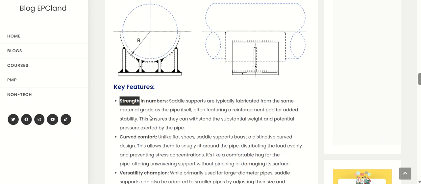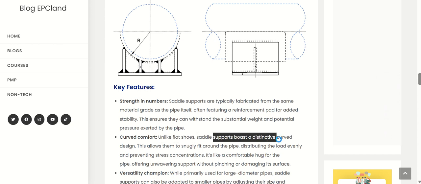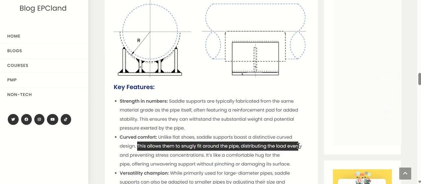Curved comfort. When we are talking about very large sizes, for example 72 inch or maybe 100 inch, 102 inch, then this curvature is very important. This is adding additional comfort into the system. We are able to provide such support at the bottom which will have such curves. Unlike flat shoes, saddle support boasts a distinctive curved design. This allows them to snugly fit around the pipe and distribute the load also. So this curve helps us distribute the load very effectively towards the bottom of the supporting structure.